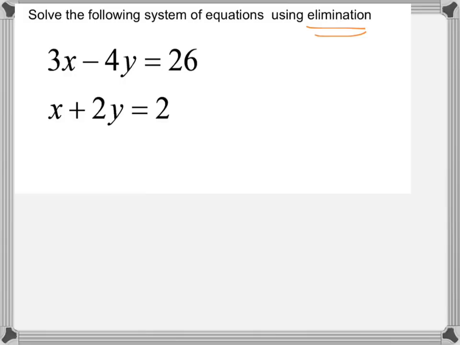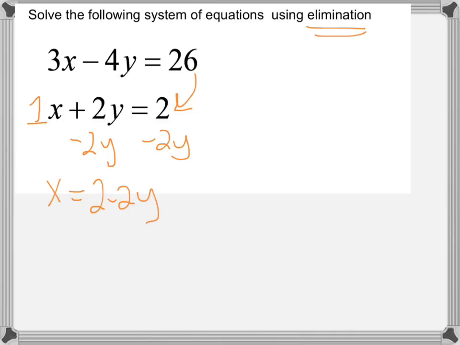So what you really want to do is take one of the equations and solve it for one of the variables. So I can see in this one right here, and the trick is to look for a coefficient of 1. So this equation, the bottom equation, has a coefficient of 1. Now if I get x on one side by subtracting 2y from both sides, I'd have 1x, or just x, I don't really need to write the 1. I'd have x is equal to 2 minus 2y.